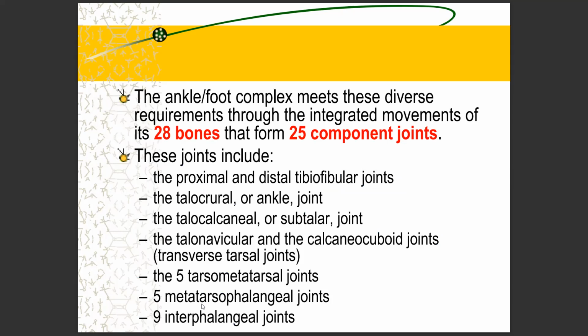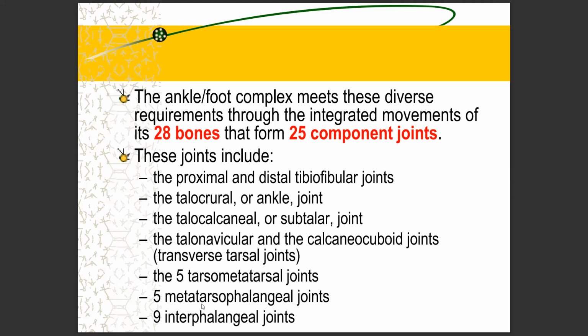If we talk about the general anatomy of the ankle foot complex, as an overview, the ankle foot complex has a total of 28 bones, and these 28 bones form 25 component joints. Among these 25 component joints are the proximal and distal tibiofibular joints, the talocrural joint, which is also known as the ankle joint, the talocalcaneal joint, also known as the subtalar joint, and the talonavicular and the calcaneocuboid joints. These two are combinedly known as the transverse tarsal joints.